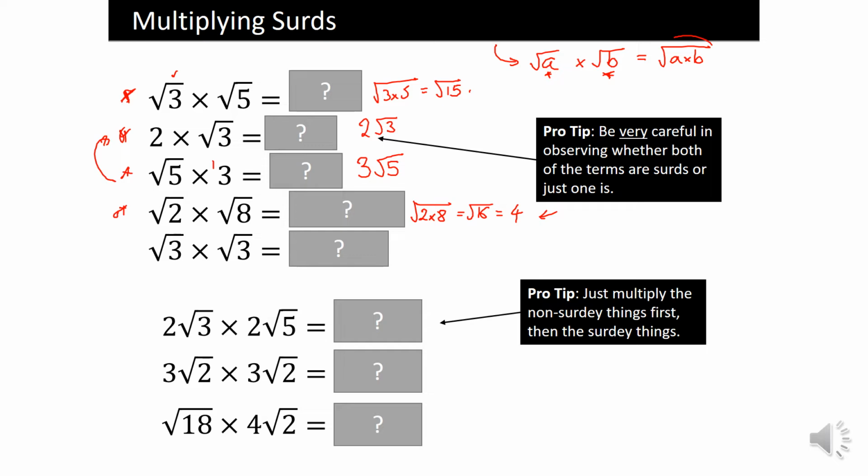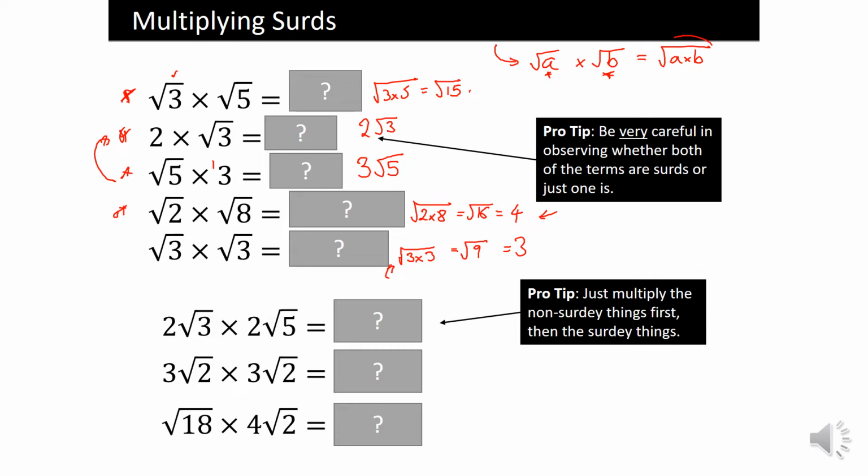So root 3 times root 3, again, you can use our rule. So we could do root of 3 times 3, or root 9, which is 3. The other way you could think about this one is if you've got a square root of something and you times it by itself, you get back to the original thing. So if we have square root of 3 times square root of 3, that would just be 3. If you can just spot that one, that's great. If not, you can do it using the Surd rules.